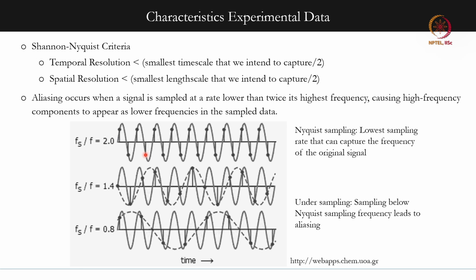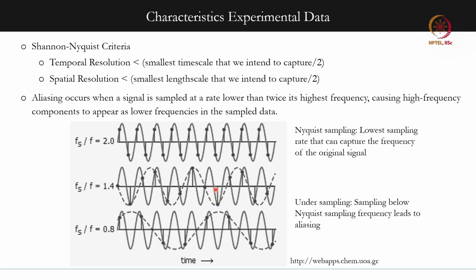Now suppose we reduce the sampling rate further. Say now fs by f is 1.4, which basically means that I'm sampling at 14 hertz instead of 20 hertz. Now the data points I get can be traced out by a different curve, here a dotted line, and this dotted line has a completely different frequency when compared to the original pressure fluctuations, which was f. So whatever frequency I report from my pressure sensor will be completely wrong when compared to the actual event that is happening.